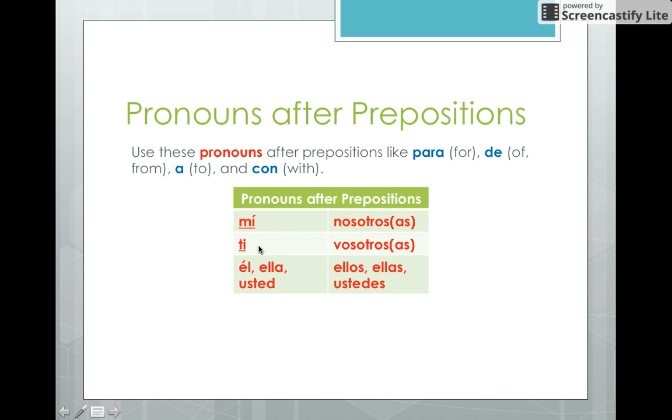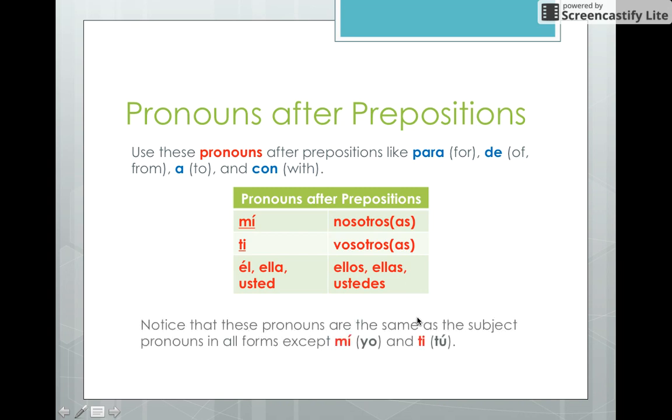Mí, ti, él, ella, usted, nosotros, nosotras, vosotros, vosotras, ellos, ellas, ustedes. And you're going to notice that these pronouns are the same as the subject pronouns in all forms, with the exception of mí, which is your yo form, and ti, which is your tú form.